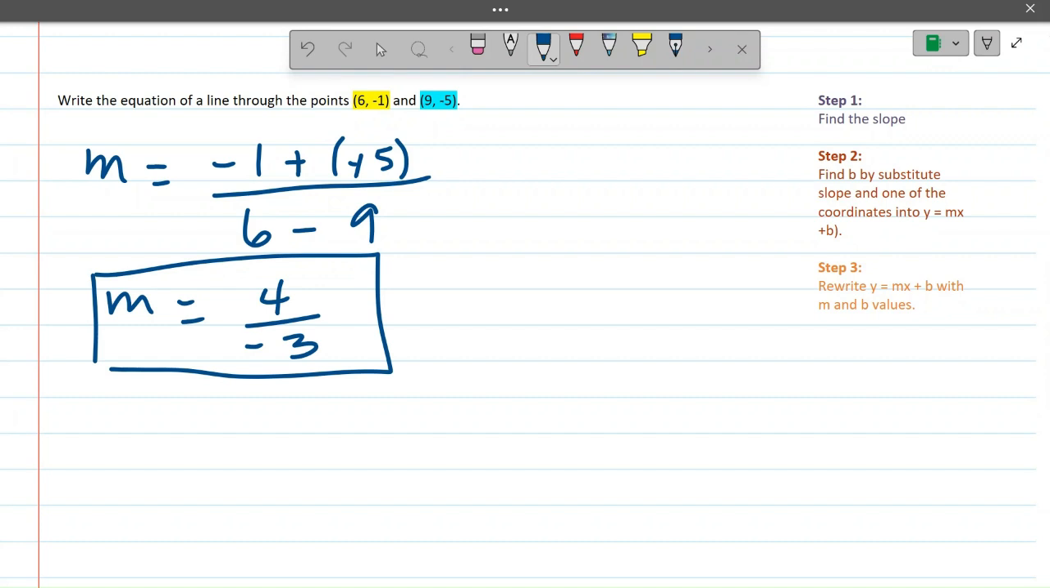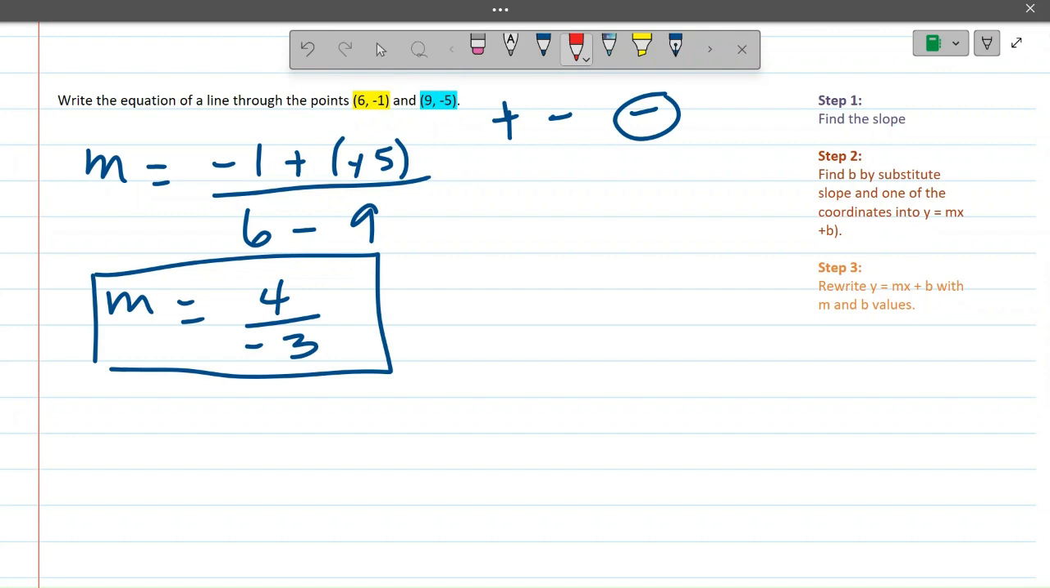If we wanted to do a quick check to make sure that our slope is in fact negative, we could look at our x values. We're going from 6 to 9. That is a positive movement. And for our y values, we're going from -1 to -5. So -1, and then we're moving more negative, is a negative movement. In math, the net result of a positive movement and a negative movement is a negative movement, so my slope is negative. So that's a quick check you can do to make sure that you have the right sign.